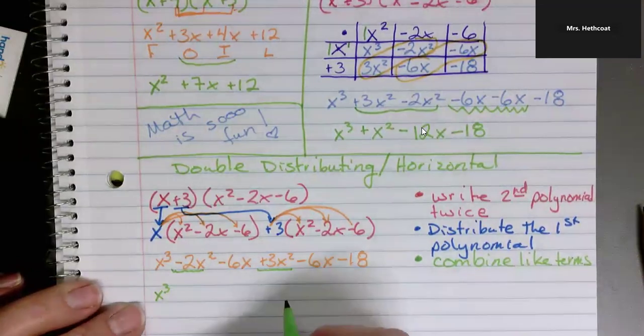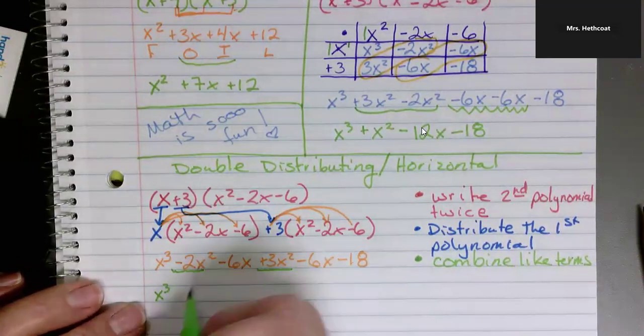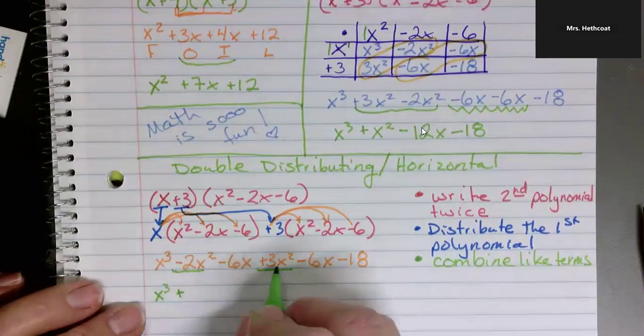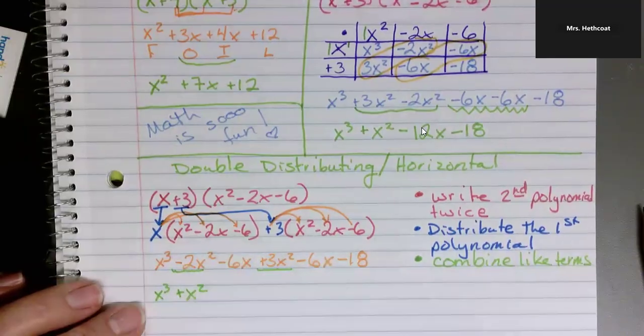They're different signs, so I'm going to subtract. 3 minus 2 is 1. So I'm going to have the positive x squared.